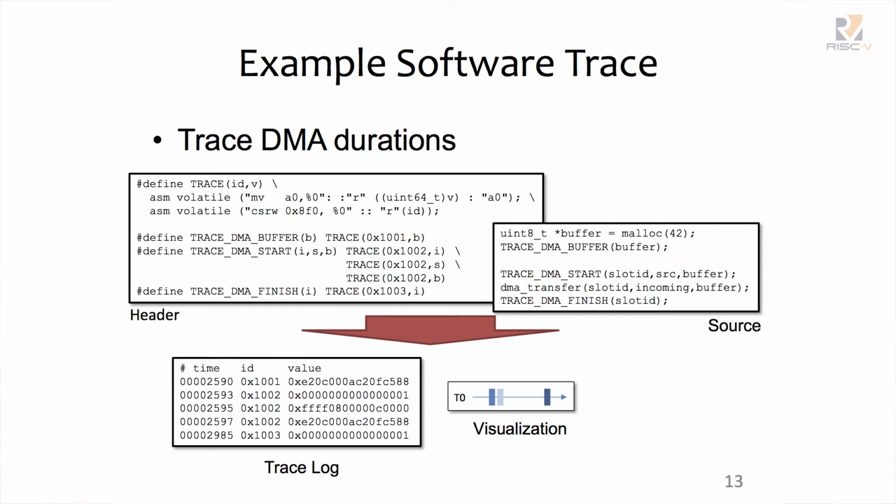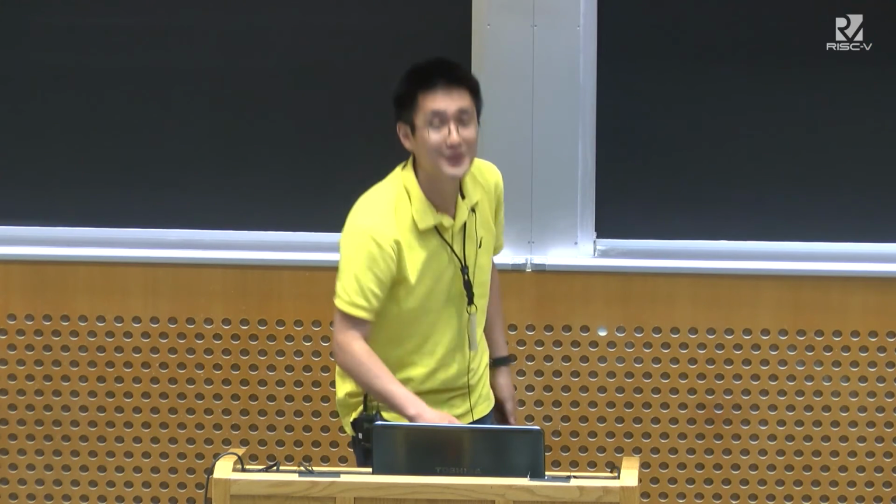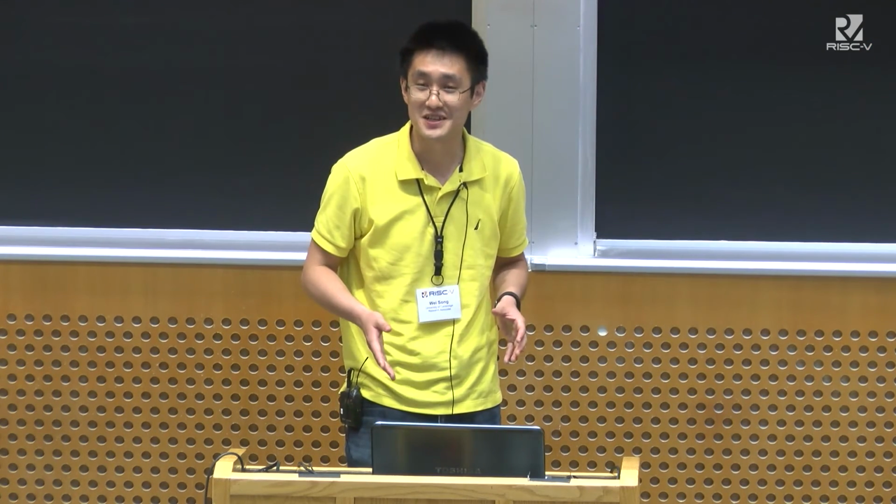Like this one is trying to say, when there's a buffer being allocated in memory, I want to know the start address of the buffer. And this one is, if there's a transaction on this DMA, I want to know what's the source address, what's the length, and what's the target address. And the final one will tell you when this DMA transaction is finished.